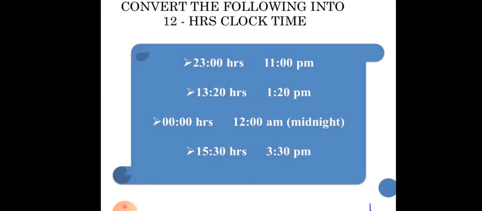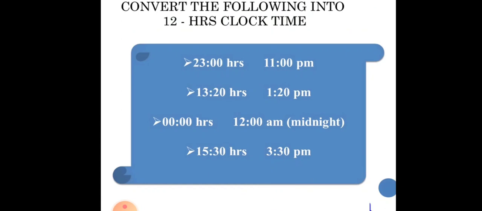Convert the following 12-hour clock time. Like this is the 24-hour clock given to you, 23 hours, that is 11 p.m. In a 24-hour clock, we start the clock by 1 o'clock, 2 o'clock, 3 o'clock. We don't use "o'clock" in 24-hour clocks. We use hours: 0000 hours, 0010 hours, or 0030 hours, or 0040 hours. So we use hours. And in a 12-hour clock, we use o'clock.